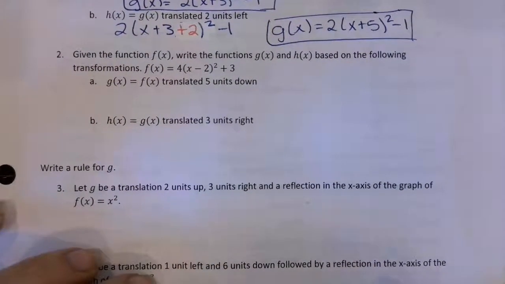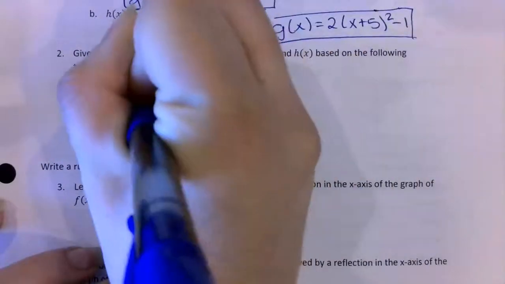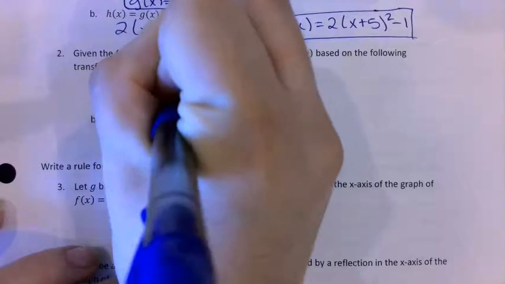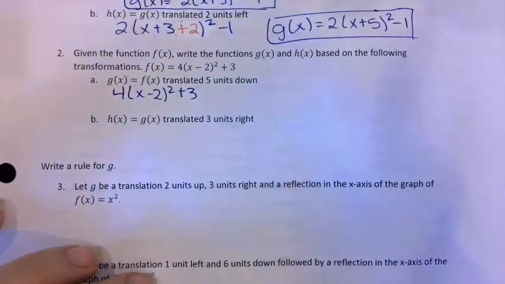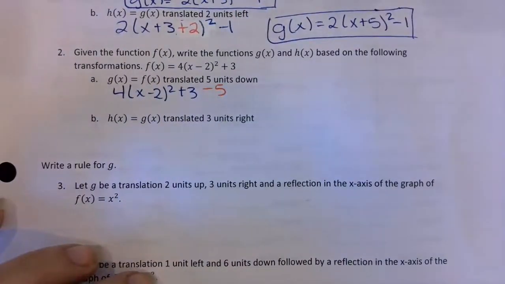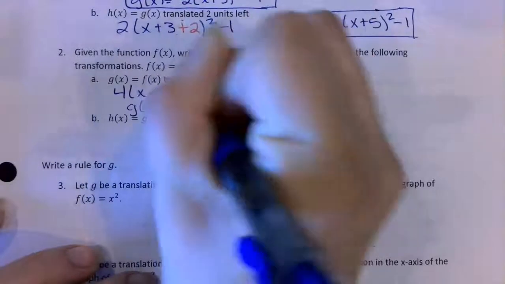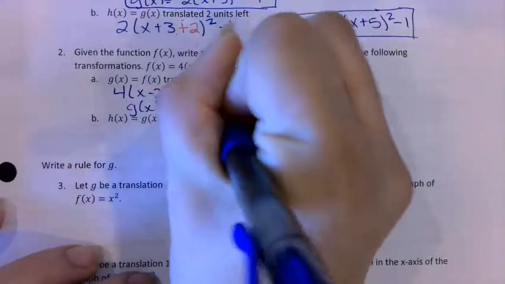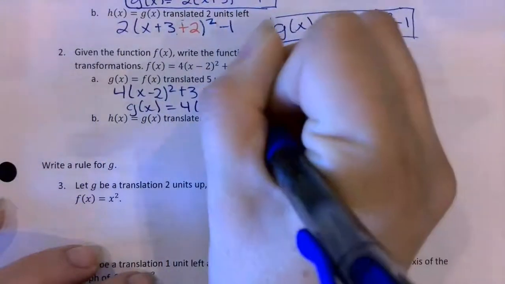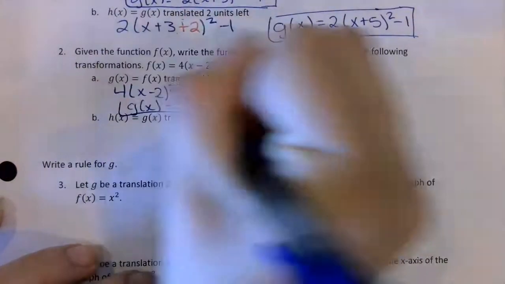Number 2 is doing the same thing, it's just a different equation. So I'm going to start off by writing 4(x minus 2) squared plus 3. This time it's being translated 5 units down, so I subtract 5. I'm going to rewrite it. I'm going to have g of x equals 4(x minus 2) squared minus 2, because 3 minus 5 is negative 2.